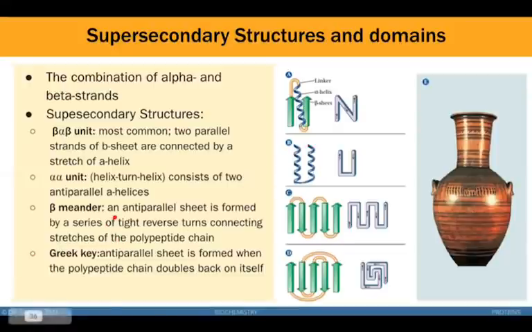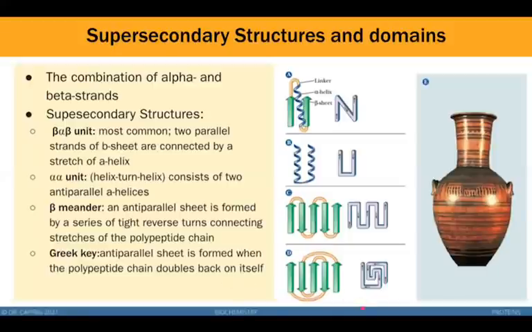For a beta meander, it consists of an anti-parallel sheet formed by a series of tight reverse turns connecting stretches of polypeptide chains. So in beta meander, we have a zigzag configuration. From N to C, and then this is N to C again, but the direction is opposite. So this is anti-parallel. This is also anti-parallel. Okay, so this is the beta meander. It's like a zigzag.